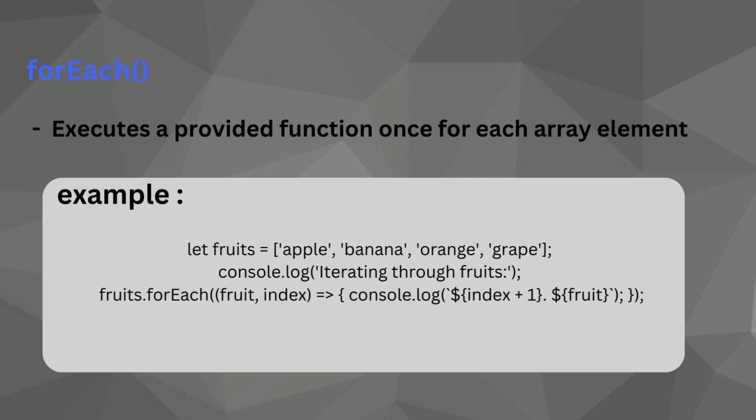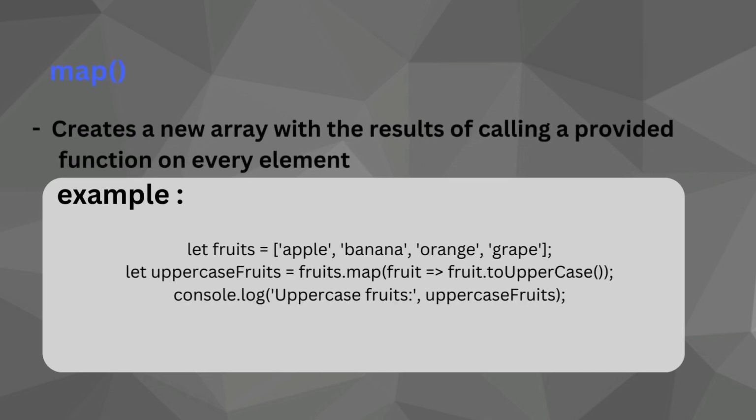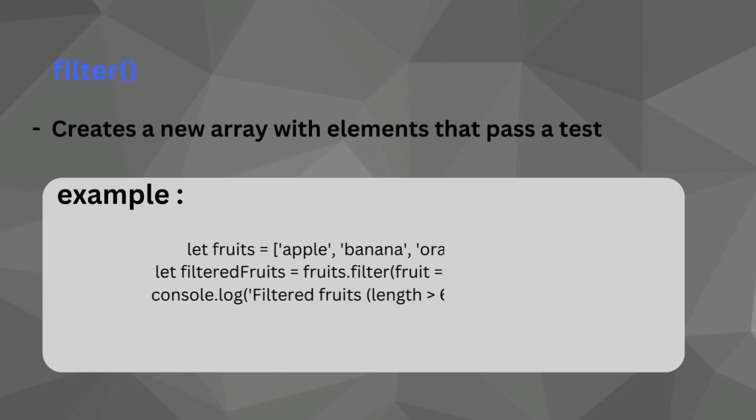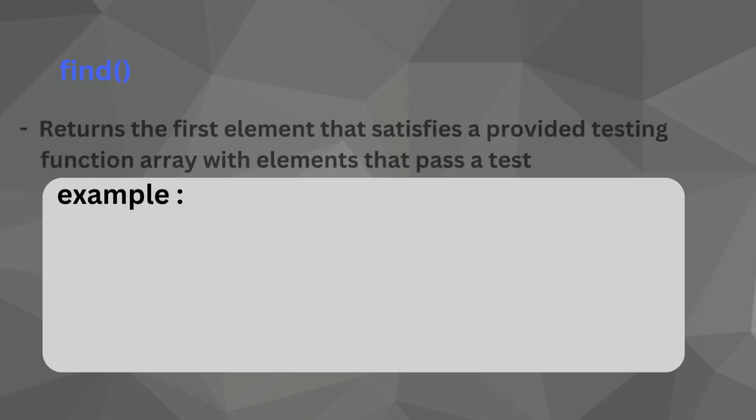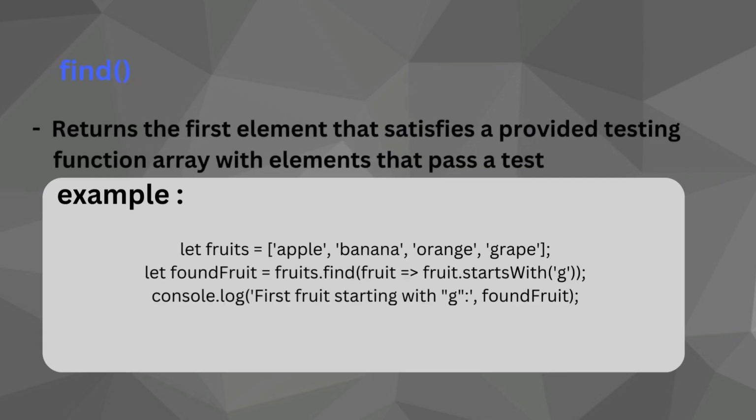Next method is filter, creates a new array with elements that pass a test. Next method is find, returns the first element that satisfies a provided testing function. Next method is every, checks if all elements in an array pass a test. Next method is some, checks if at least one element in an array passes a test.